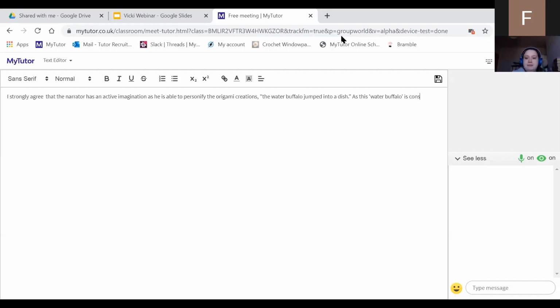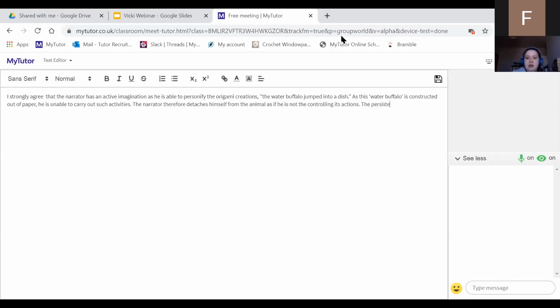Is constructed out of paper. He is unable to carry out such activities. So that's my basic low-level analysis. I'm not going to get many marks with that just by itself. So I need to take it a little bit further. So this is my sort of analysis point. This is my evaluation. So the narrator therefore detaches himself from the animal as if he is not the one controlling its actions.